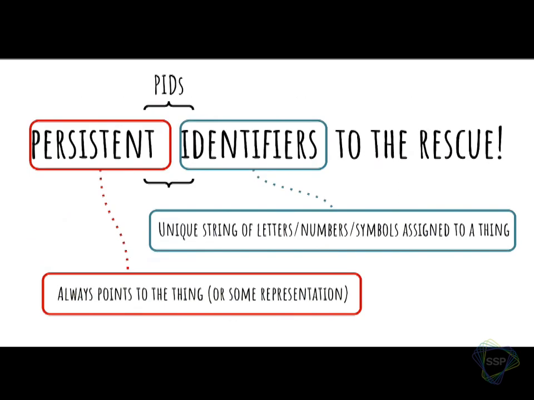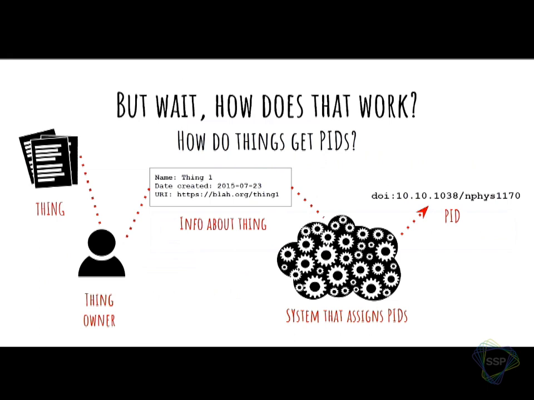So how do we handle this? So persistent identifiers, or PIDs, to the rescue. So to break that down, we have the identifier part. We all know what that is, a string of characters like a driver's license. And the persistent part means that that identifier always points to that specific thing or some representation.